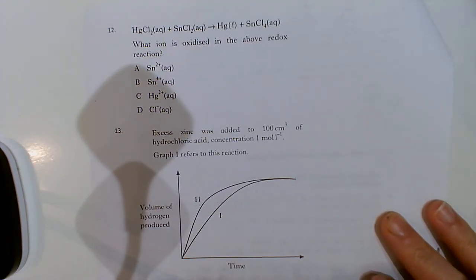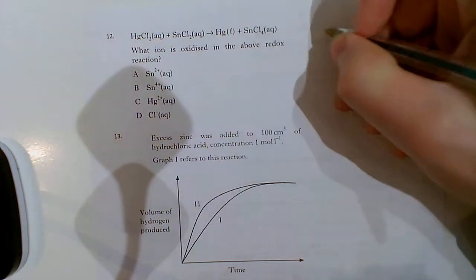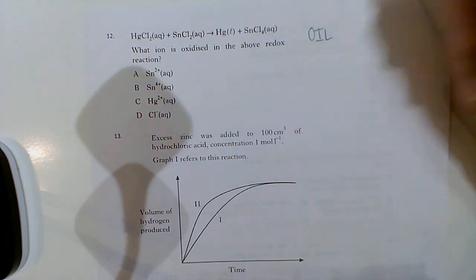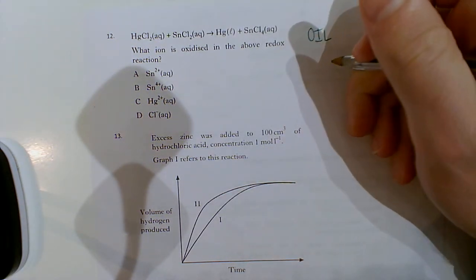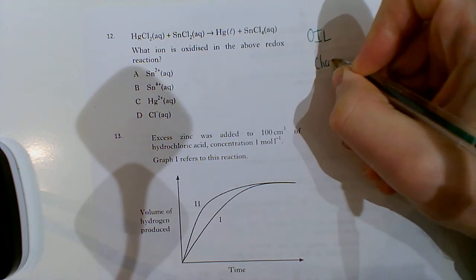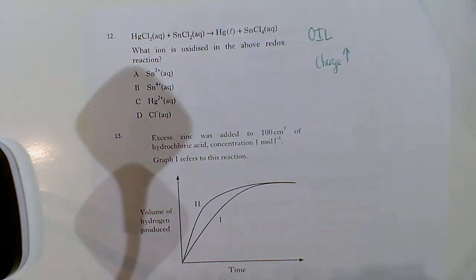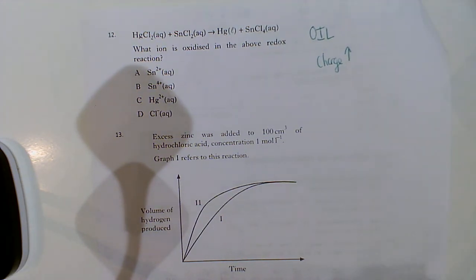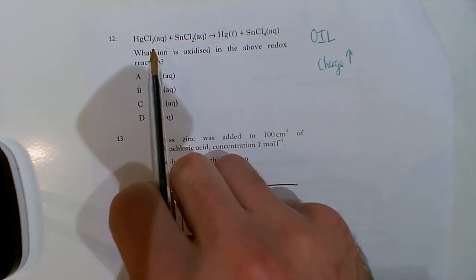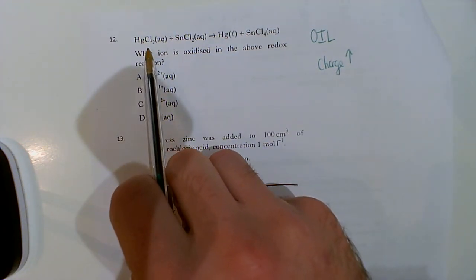For 12, this is oxidation. Oxidation is loss of electrons. Now electrons are negative, so if you get rid of electrons, your charge goes up, because if you get rid of one electron, you go from 0 to positive. So we're going to look for something that has started at a lower charge than it finishes. So let's look at Hg in HgCl2.